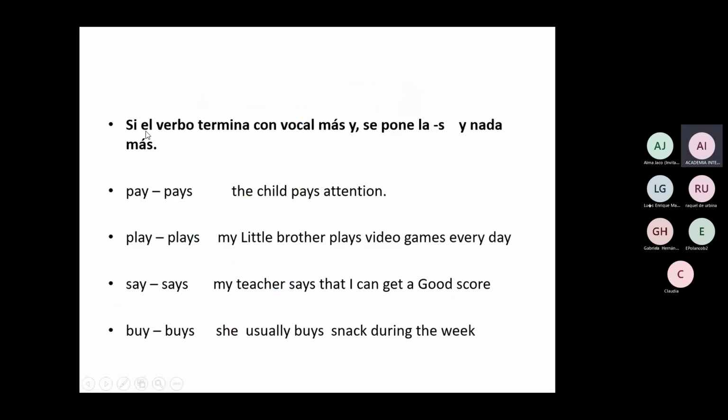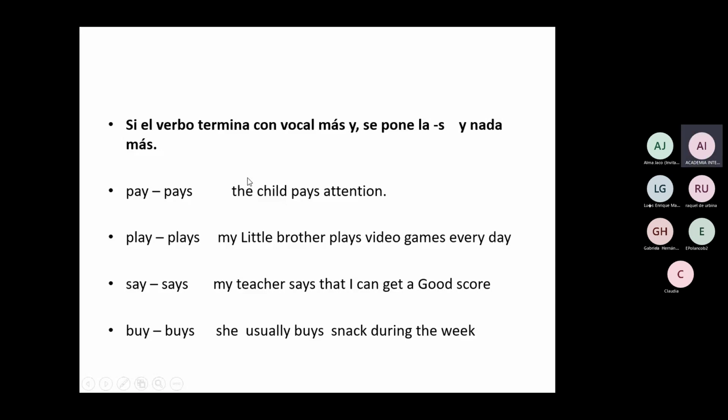Now, if the verb ends with a vowel plus letter Y, we only add letter S at the end, ¿ok? Si el verbo termina con una vocal más la Y, se pone la S, nada más. Vocal, this is a vowel. Letter A is a vowel. Okay. Pay, pays.